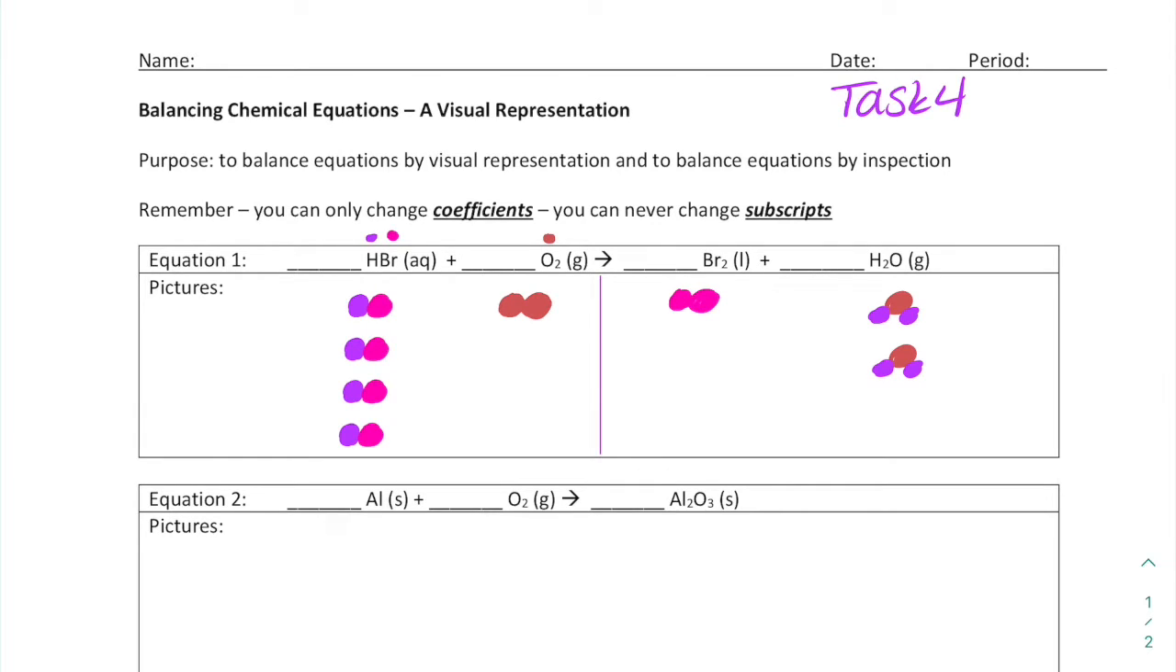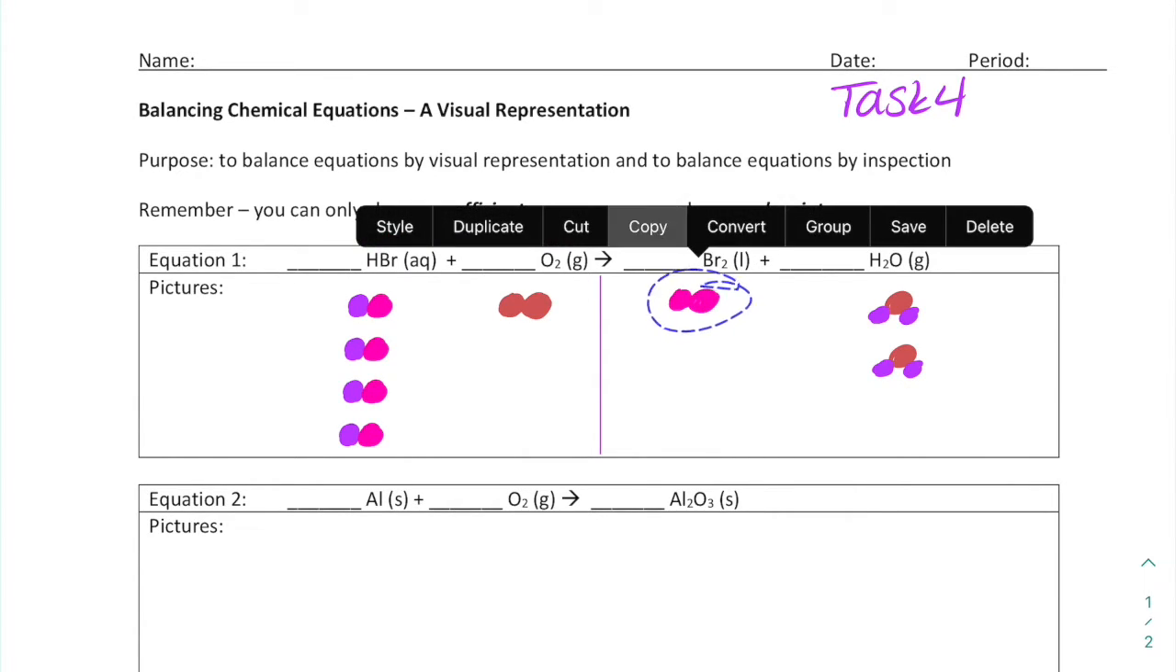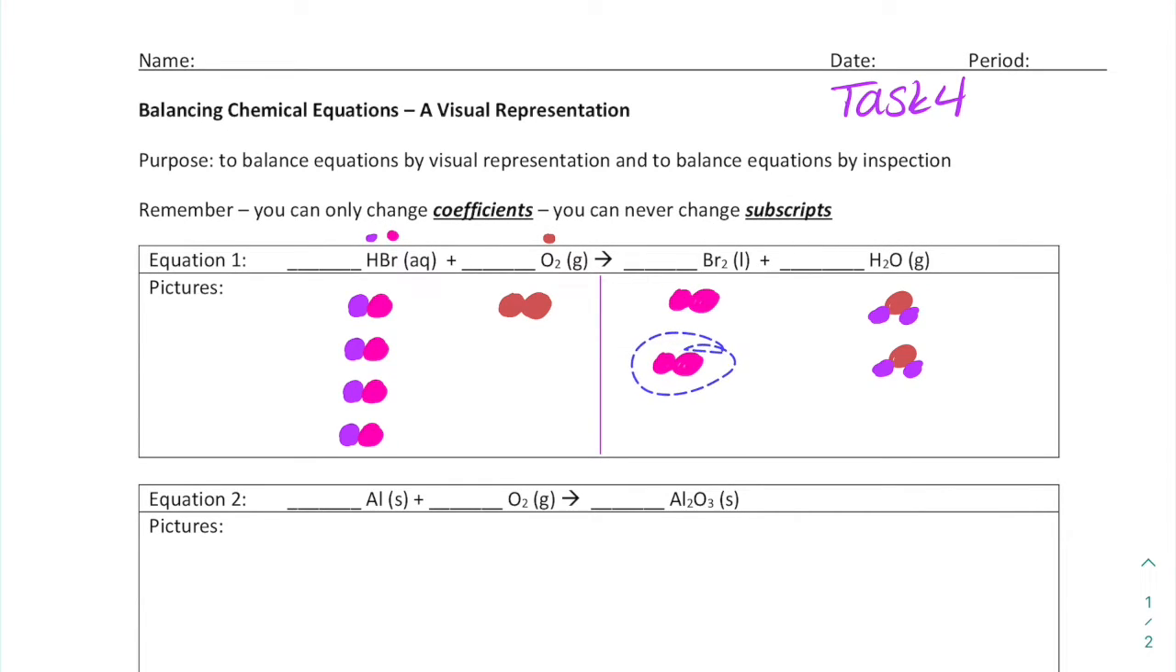Let's double check here for the hydrogen. 1, 2, 3, 4. 1, 2, 3, 4. Okay, hydrogen is good. Oxygen, 1, 2. 1, 2. Everybody's good. Bromine, 1, 2, 3, 4. 1, 2. So I need another one of these. So just copy and paste.